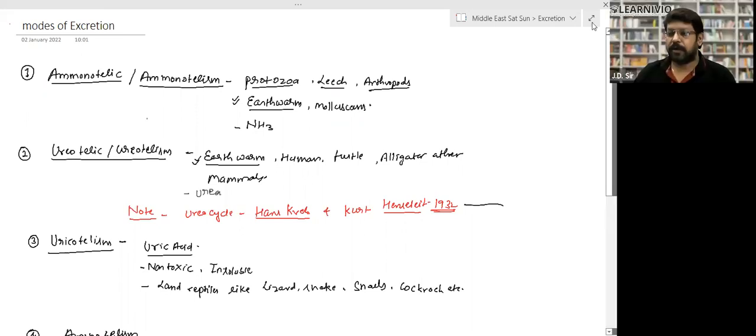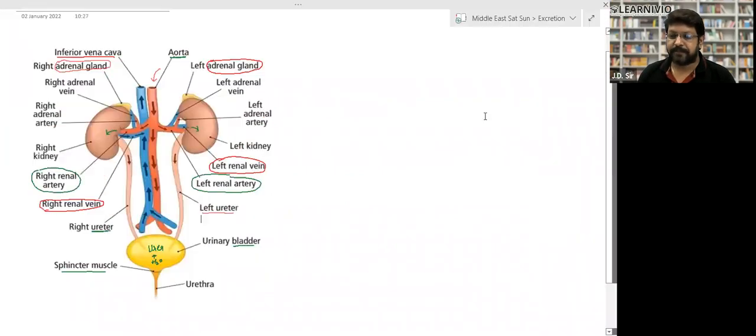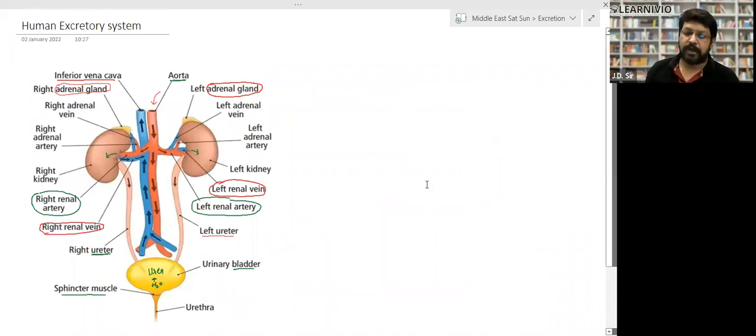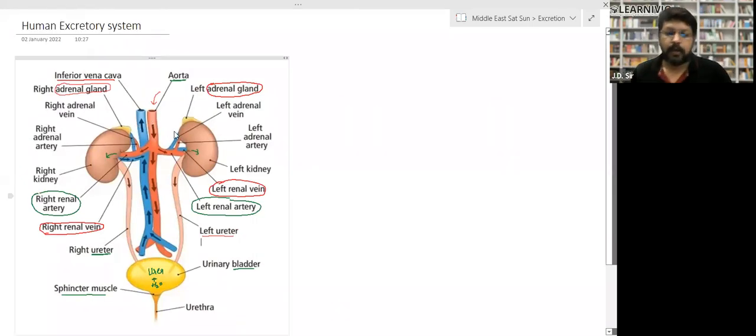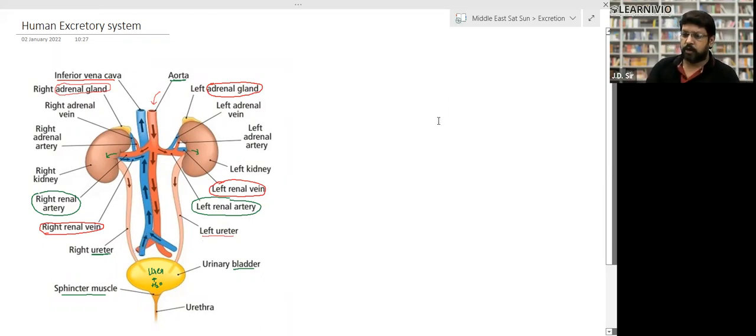Now, I have explained all these concepts in the last class. The human excretory system, I was here, right? This diagram is very important. Last class, I told you already that this diagram is very important. I'm just going to give a brief about this diagram. We have already covered it, but you need to understand this diagram before going deep into this topic. So this is the human excretory system, mainly the excretory system of our body.